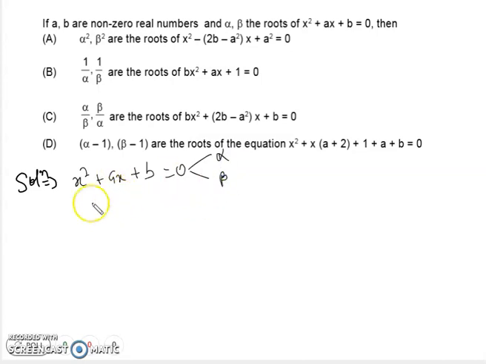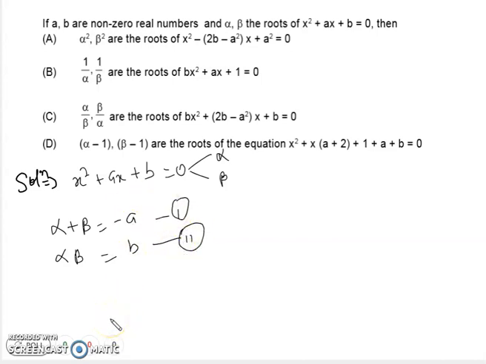So according to this information, we can write the sum of roots is equal to minus the coefficient of x divided by the coefficient of x square. So you can write here minus a, guys. This is the first equation. And the product of roots is equal to the constant term by the coefficient of x square, so you can write b by 1. This is the second equation: alpha into beta is equal to b, right?